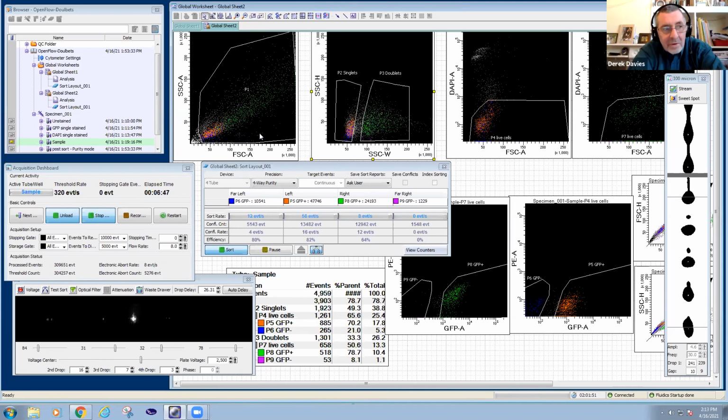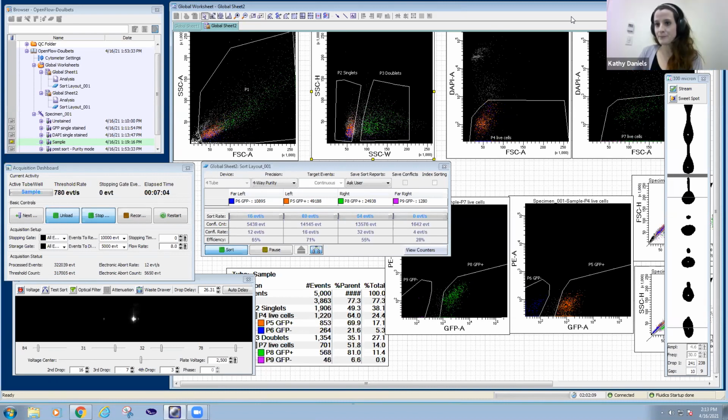That's a good point, Kathy, about the temperature as well, because the temperature will affect the drop breakoff. The viscosity of the fluid will change. The Aria is pretty well temperature controlled, I think, but there are other machines that are a little bit more open. That is a consideration.